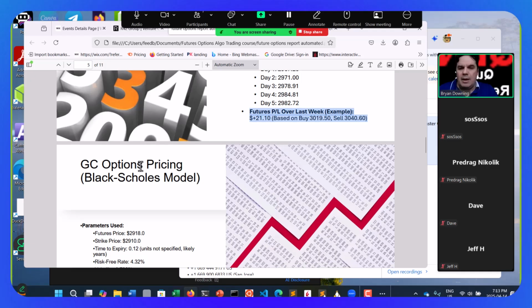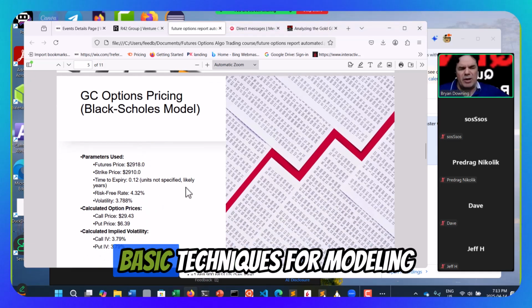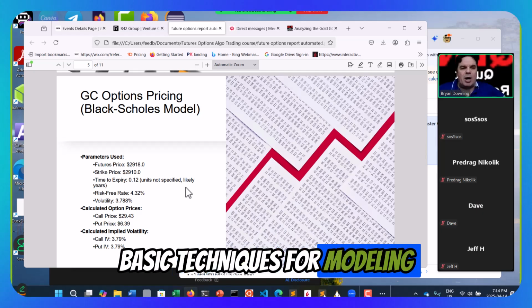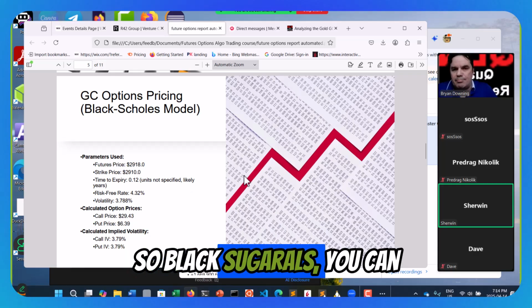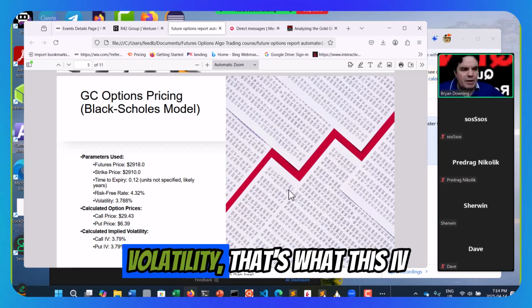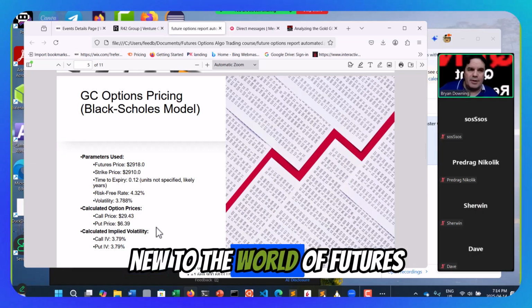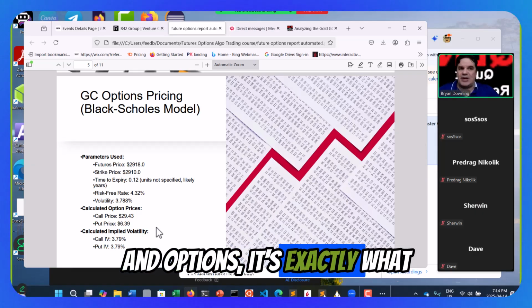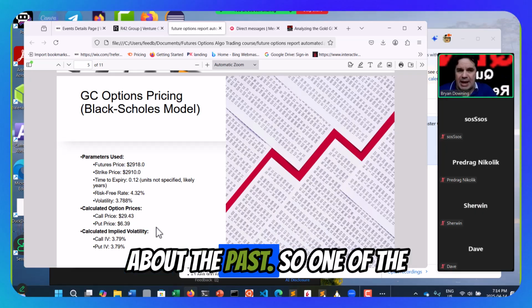Okay. All right. So out there in the world of options, one of the basic techniques for modeling is Black-Scholes. With Black-Scholes, you can calculate things like implied volatility. That's what this IV is, and put IV. If you're kind of new to the world of futures and options, it's exactly what it says. It's looking into the future. It doesn't really care about the past.